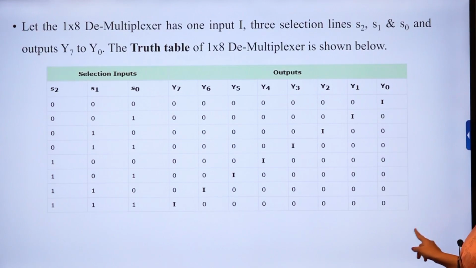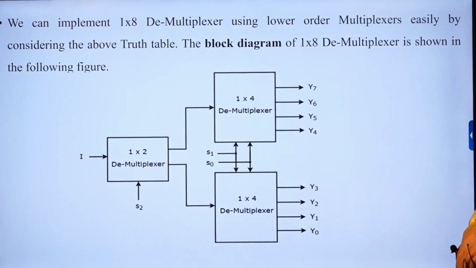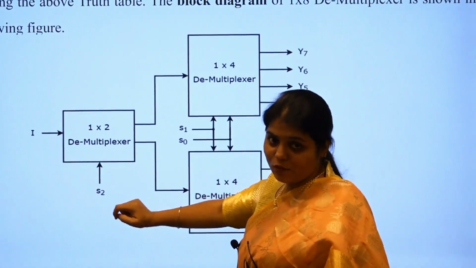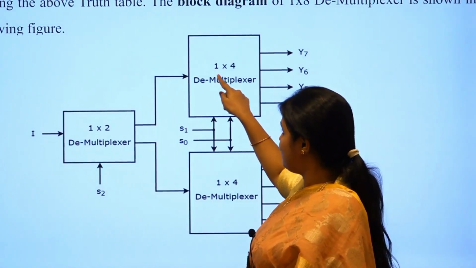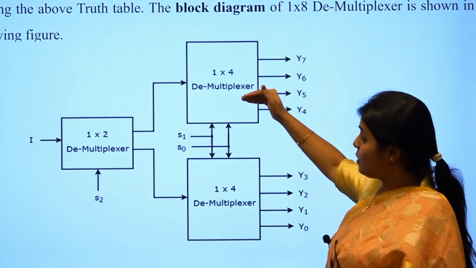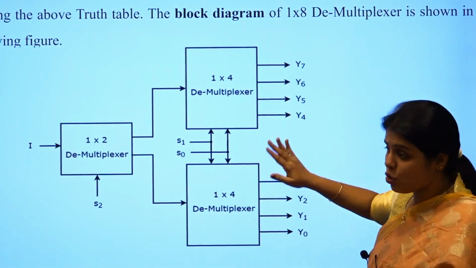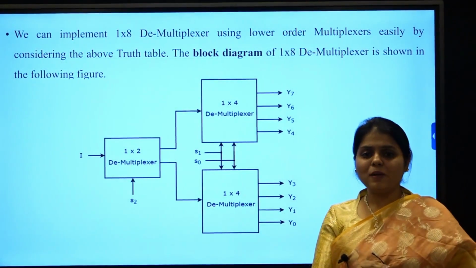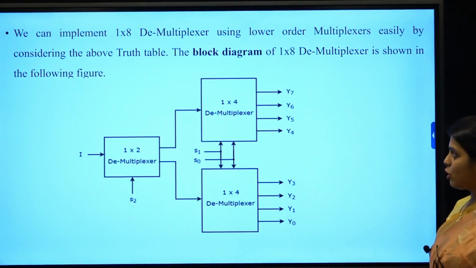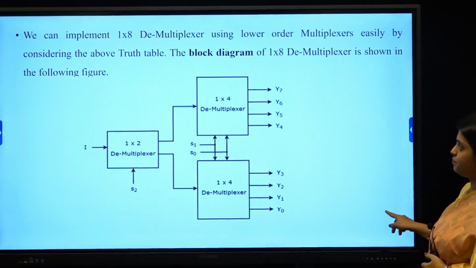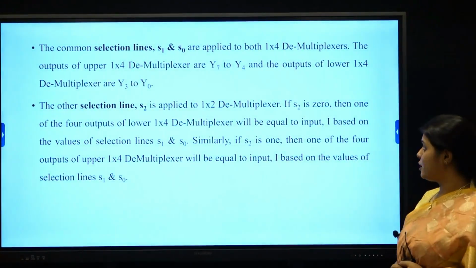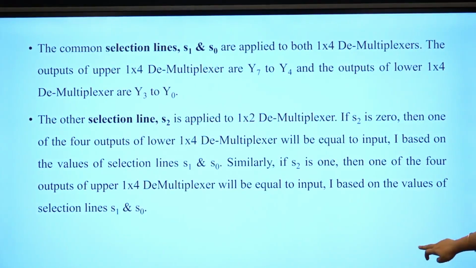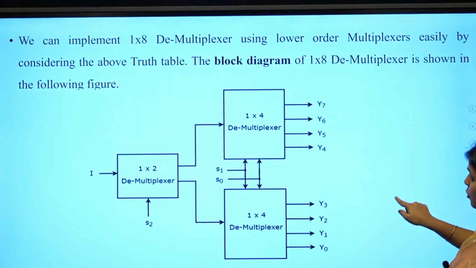For this particular truth table, I will derive the logic functions, and based on the logic functions, I have it here. Here I have one input, which will be given to the 1/2 demultiplexer, which will produce 2 outputs, where I am taking 1 select input out of 3. The outputs of this 1/2 are given as input to the upper and lower 1/4 demultiplexers, for which I am giving the 2 other select inputs as common, and which will produce the outputs Y0 to Y7. Exactly the reverse functionality of the multiplexer will happen in demultiplexers. So this is the logic diagram for the 1/8 demultiplexer. The common select lines S0 and S1 are given to both 1/4 demultiplexers, the upper and lower. The lower produces outputs Y0 to Y3, and the upper will produce Y4 to Y7.